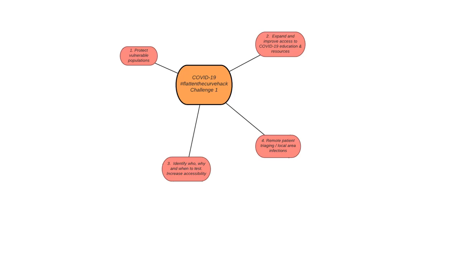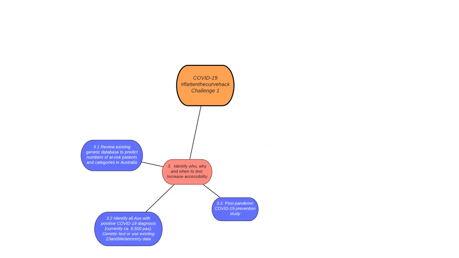We're doing challenge 1, protect the vulnerable populations. We propose actually starting with identifying who, why and when to test, so effectively identifying the most at-risk patients. We'll review the current genetic database to predict the number of at-risk patients in Australia and then be able to advise governments on the likely comorbidities and risks.